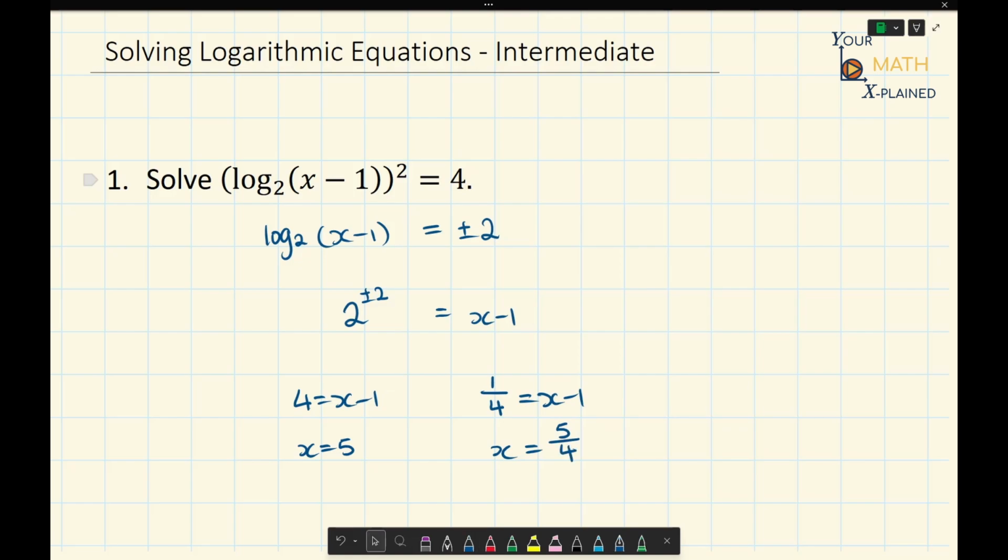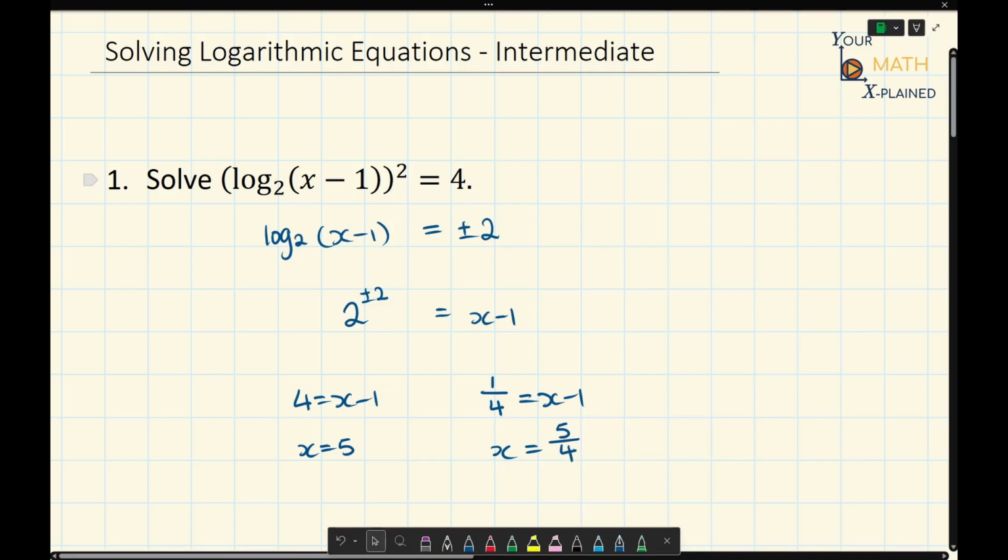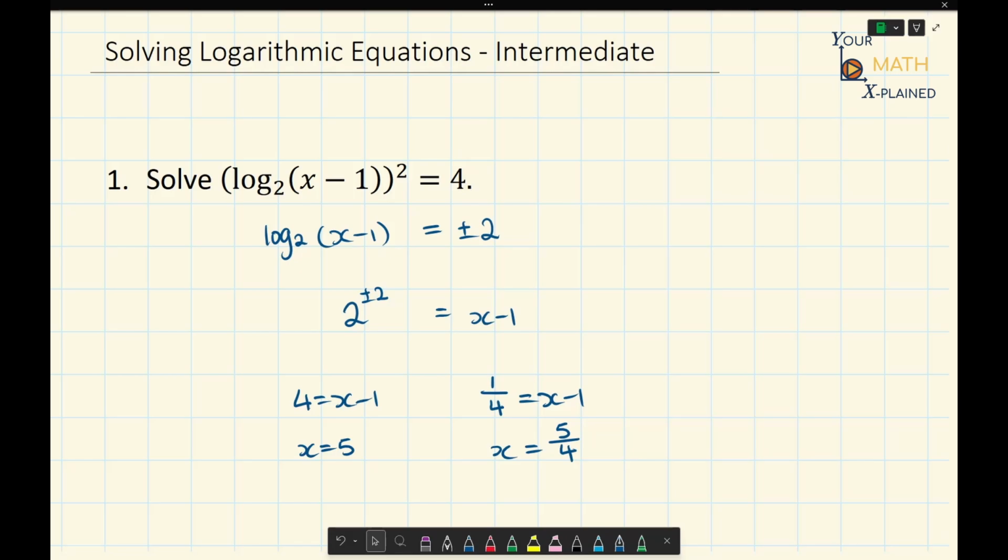And again, just double check to make sure that your solutions here are valid. So if we substitute 5 into our original equation, we're going to get log base 2 of 5 minus 1. And 5 minus 1 is a positive number, so we're good. And same thing for 5 over 4. If we substitute in 5 over 4, we're going to get log base 2 of 1/4, which again, we have a positive number as an argument. So both of these solutions are valid.